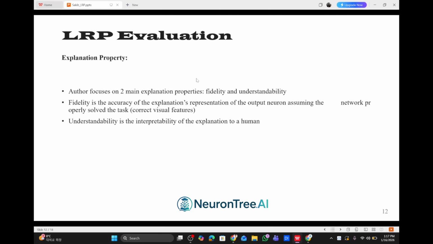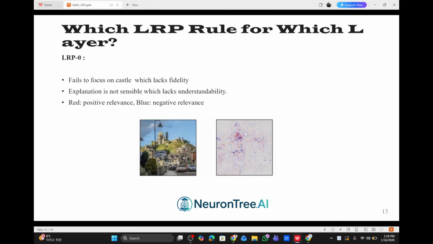So actually the authors focus mainly on two explanation properties. One is fidelity and another is understandability. What is fidelity? Suppose VGG16 classifies an image as a cat. If it classifies the cat image well, we can say the fidelity is very good. And understandability is related to the interpretability of the explanation to humans. So as a human, can we understand from this heat map whether it is a cat or a dog? So yeah, this is understandability.